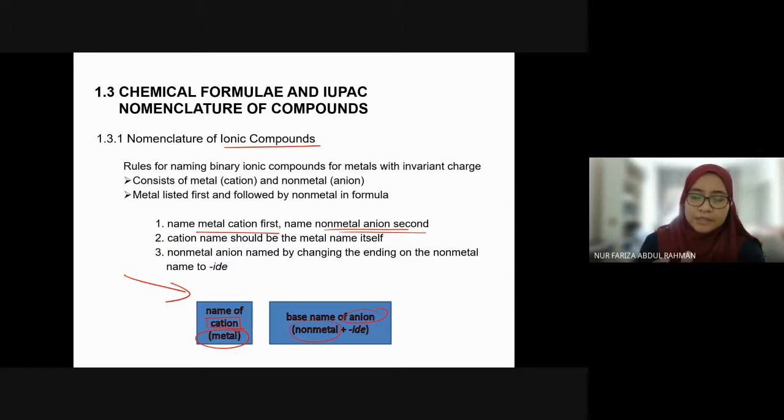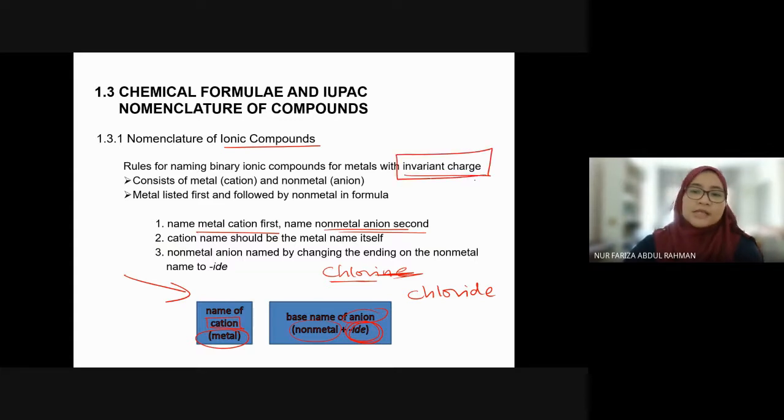Take for example chlorine. Chlorine is the name of the atom, and the base name of chlorine is chlor. When we replace the INE with IDE, it becomes chloride. That is how you name the second name of the ionic compound, which represents the anion. We need to change the ending to IDE. So this is for invariant charge, guys.